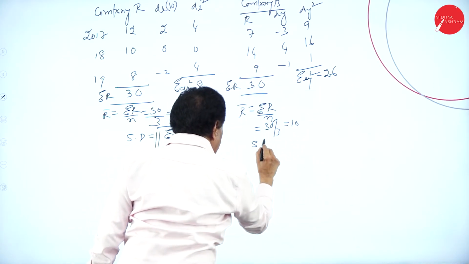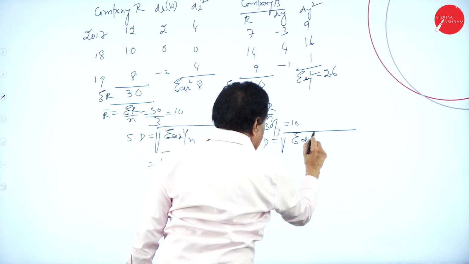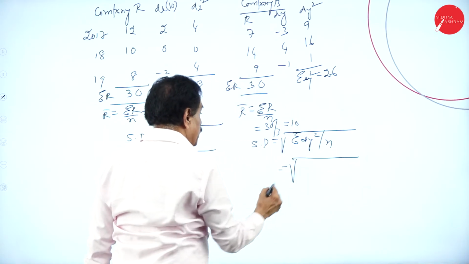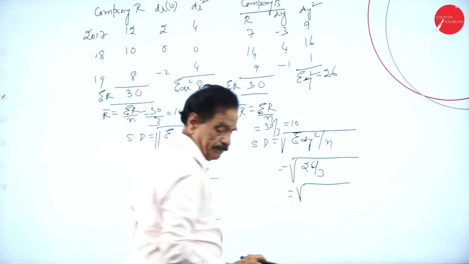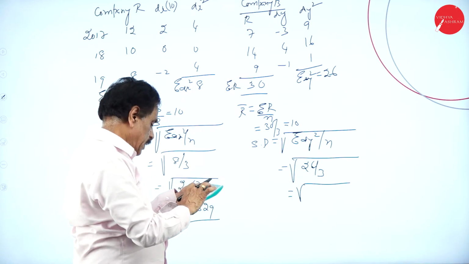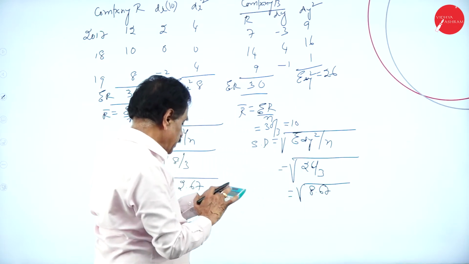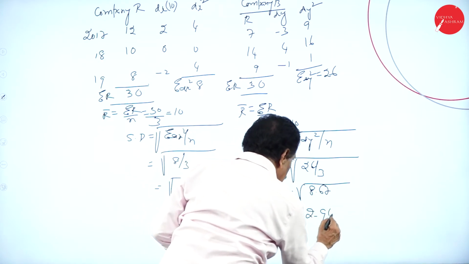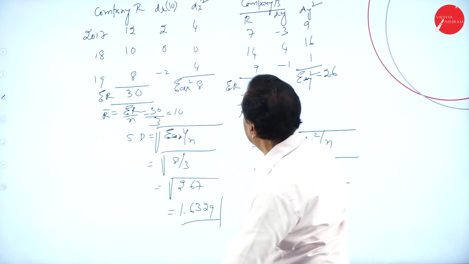So standard deviation is equal to root of sigma dy square divided by n, root of 26 divided by 3, root of 8.67, which is 2.94 percent. That is the first step.